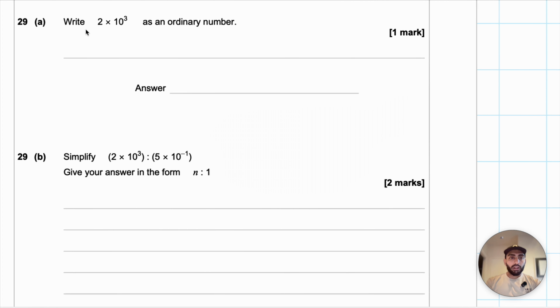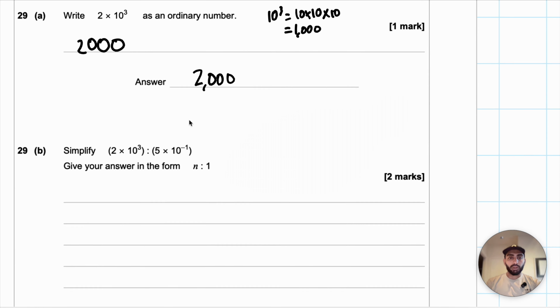Question 29. Write 2 times 10 to the power of 3 as an ordinary number. I know 10 to the power of 3 is the same as 10 times by 10 times by 10, which is the same as 1,000. So you could think of it as 2 multiplied by 1,000, which is 2,000. Or another way you could think of it is 10 to the power of 1 is times it by 10, so that becomes 20. 10 to the power of 2, 10 to the power of 3. So both ways are fine.